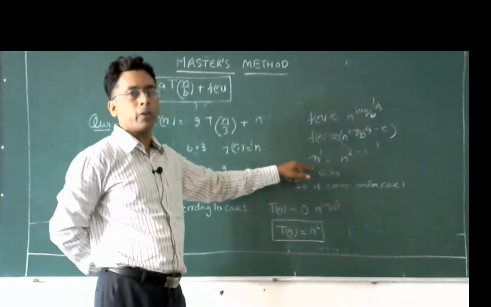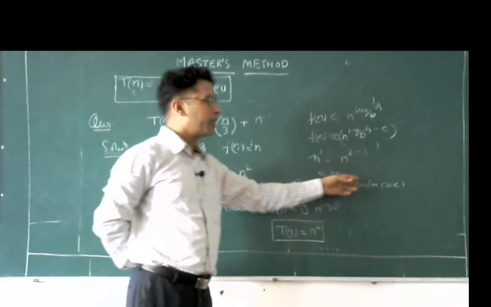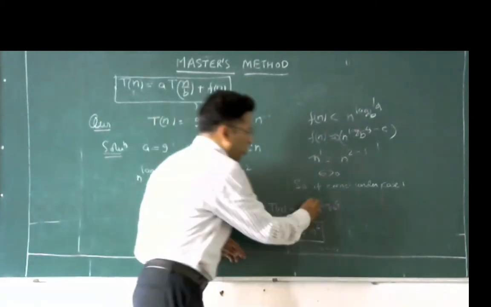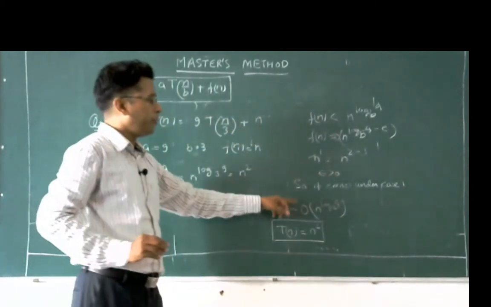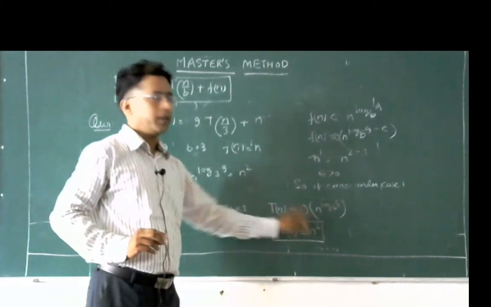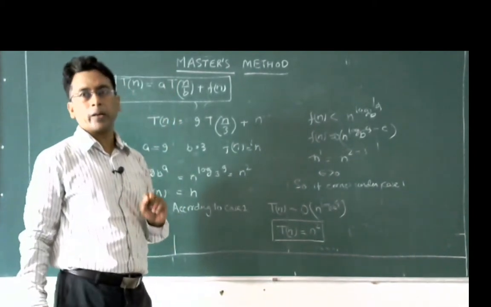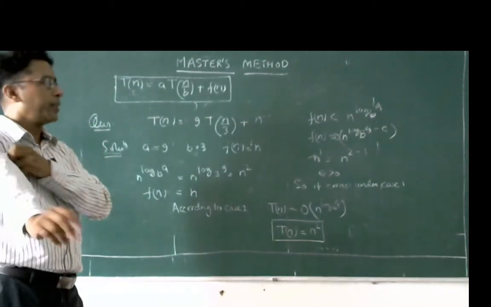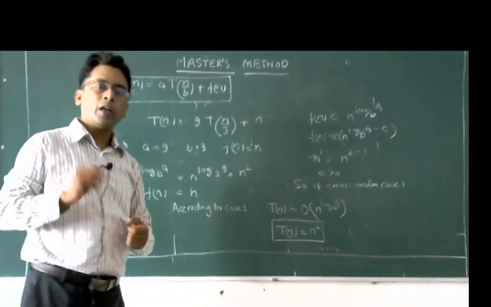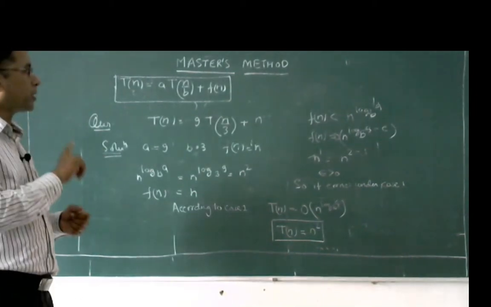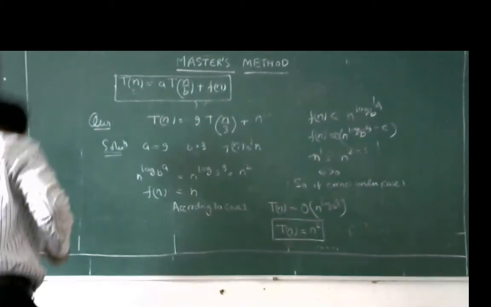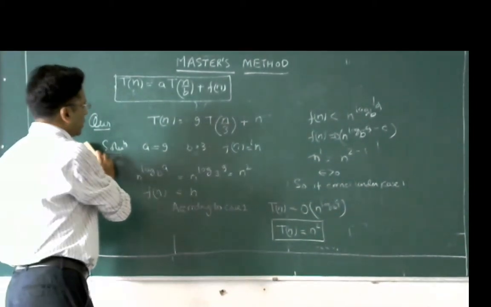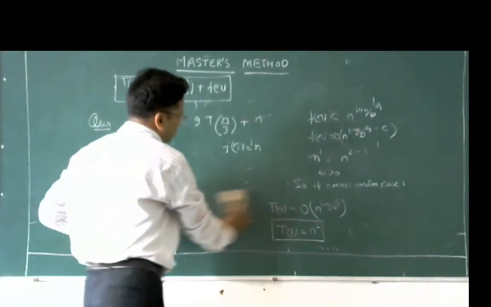It means it is polynomially smaller. So it comes under case 1. So T(n) equals big O of n raised to the power log a base b, which equals n squared. So this is an example of case 1. I think that it is clear to you. Now after this I am giving you an example of case 2. So this was the example of case 1. Now I am giving you an example of case 2.